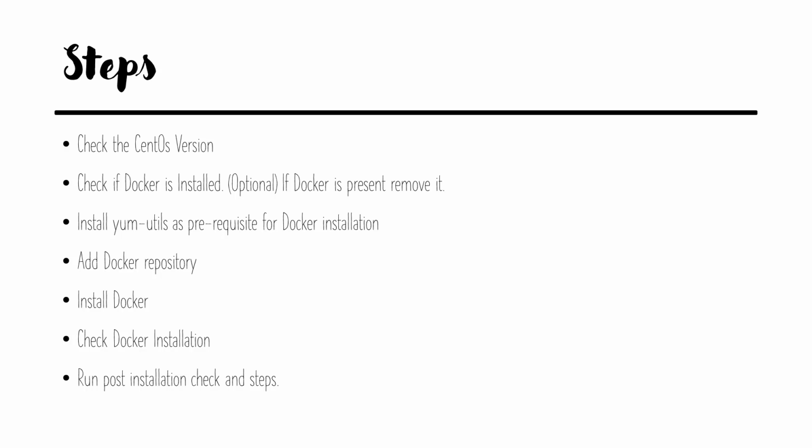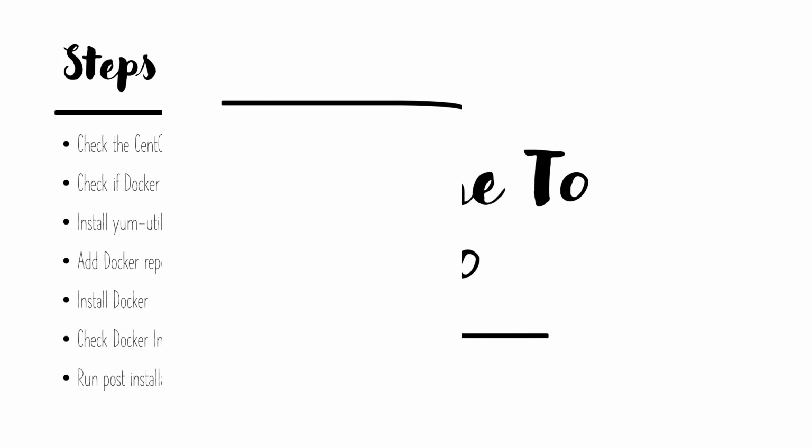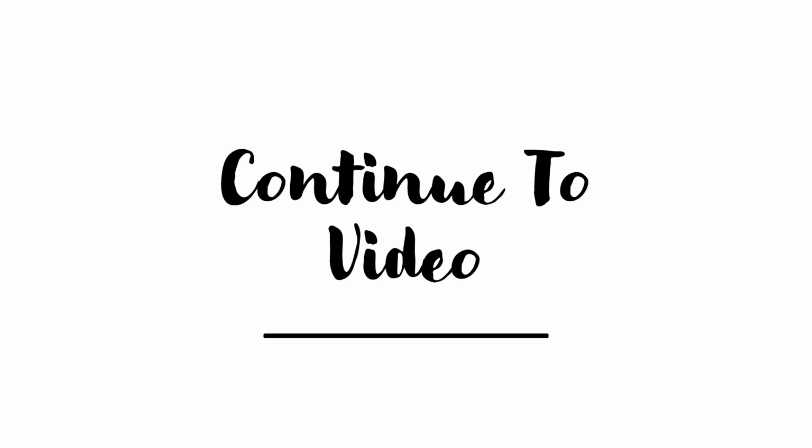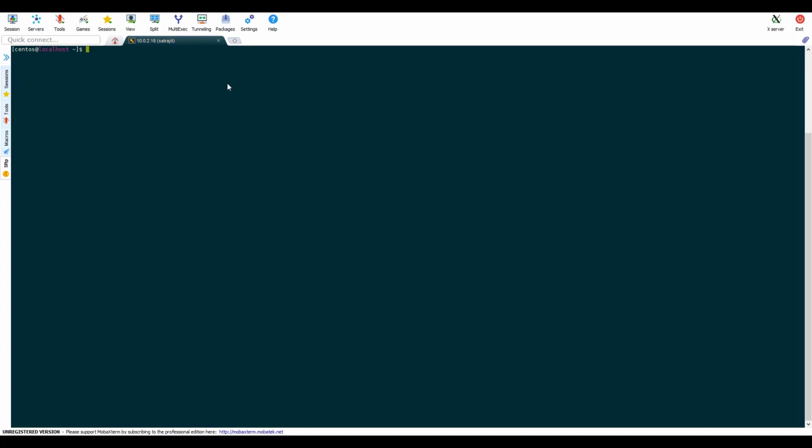First, with the current setup, Docker cannot be executed without sudo privilege or root privileges. So we add the current user to the Docker group, and then we relog into the same session and run a sample container to check if Docker is running fine. Now let's continue to the video to learn more about each of these steps.